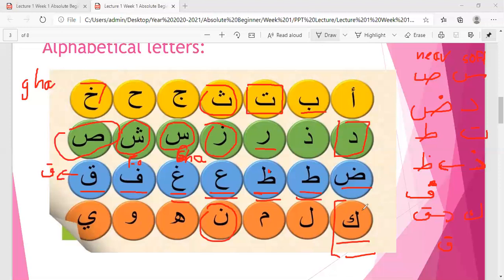Qa, heavy. This what? Qa, heavy, soft. Ka. Okay. Then, if you remember, la. Then ma. Then na. So na has a dot above, ba has a dot below. Okay?